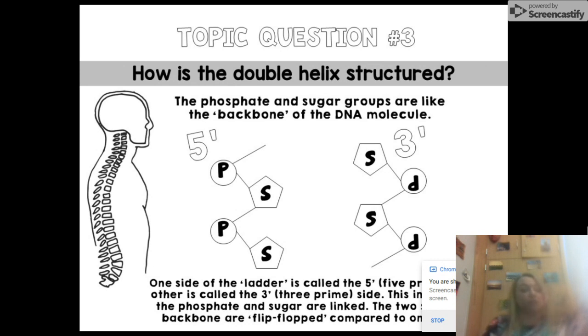So those phosphate and sugar groups are kind of like the backbone of the DNA molecule. So here you've got phosphate, sugar, and you'll notice on the other side that the phosphates and sugars are actually upside down.